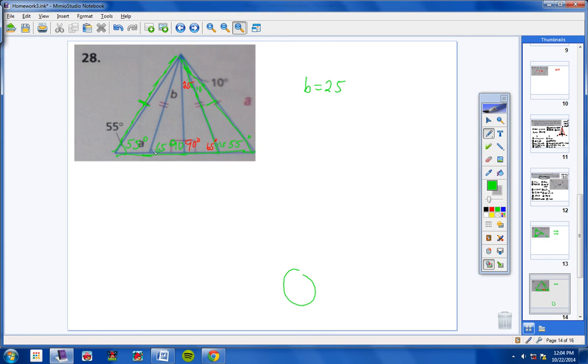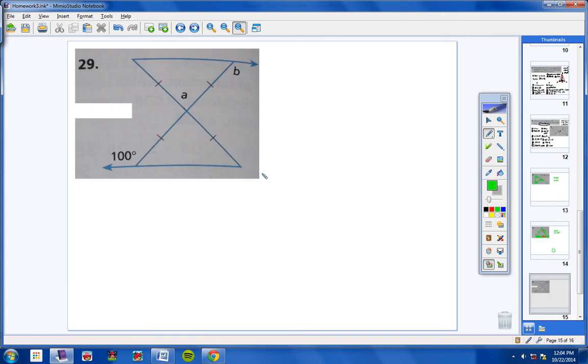is 180. Now remember, this is a linear pair right here. So if this is 65, then this angle right here, A, must be 115. So there we go. Pretty tough problem, but that is the correct answer, okay? Okay, moving on to 29. Okay, well, angle B is the easiest to find, I believe. Let's take a look and see what they tell us here.